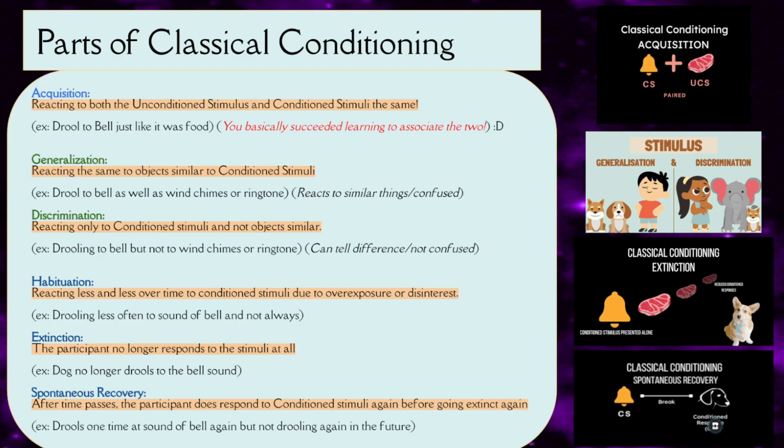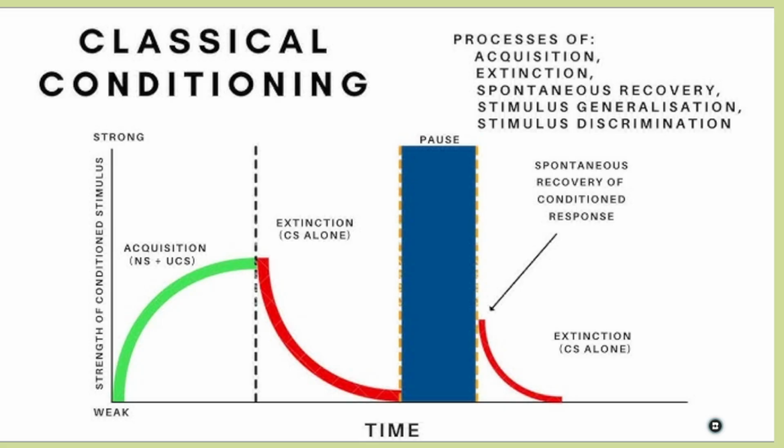But then, if a long enough break happens, you might get the chance of a spontaneous recovery. That just means that after time passes in a break, maybe the participant will respond to the conditioned stimulus again a few times before going extinct again. So maybe after a week or two away from the experiment, the dogs will hear the bell and then drool one more time before it no longer drools to that conditioned stimulus. So that's the process. Basically, you get acquisition, building up the connection, losing it over time with habituation, gone with extinction, and then that random recovery, which is the spontaneous recovery.